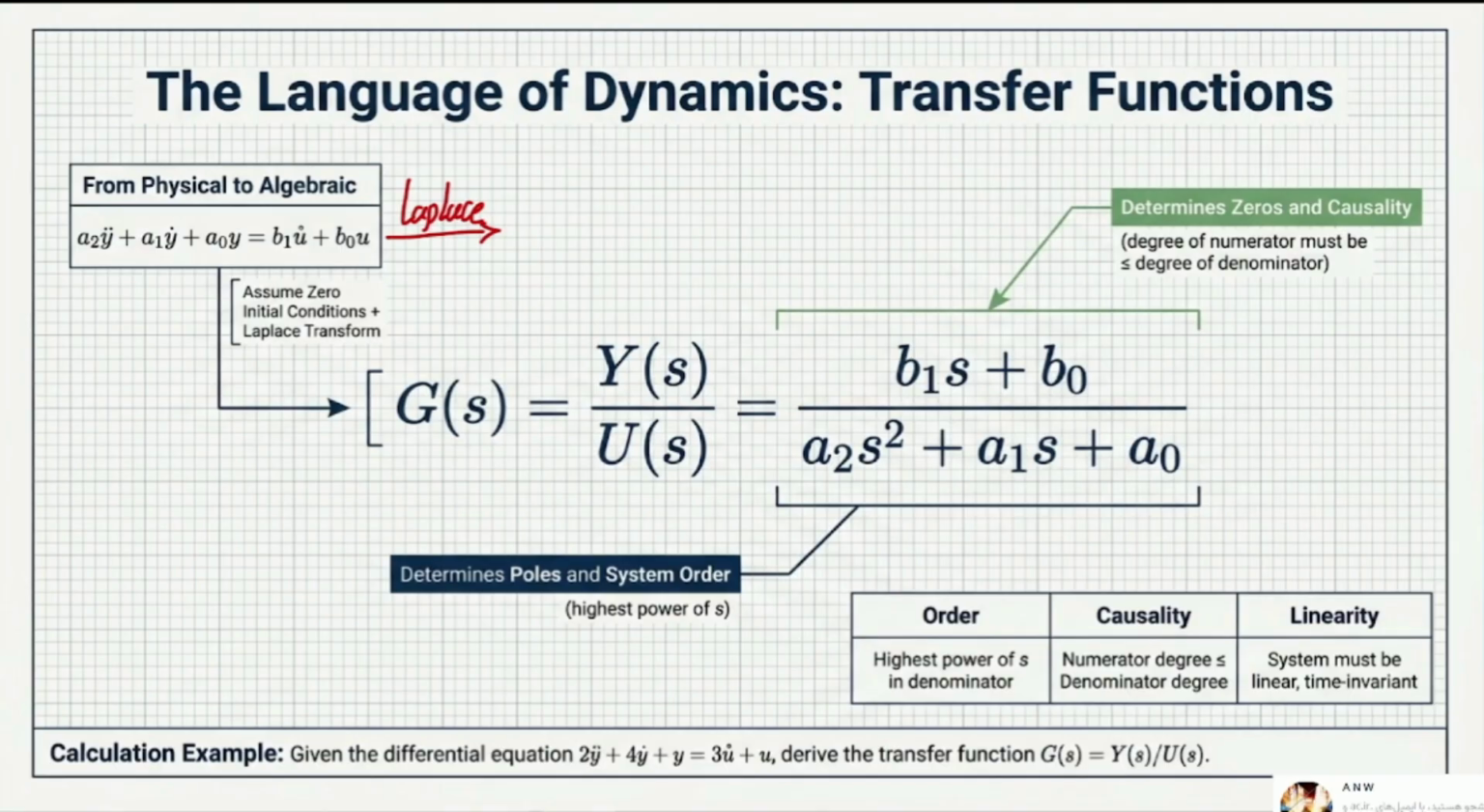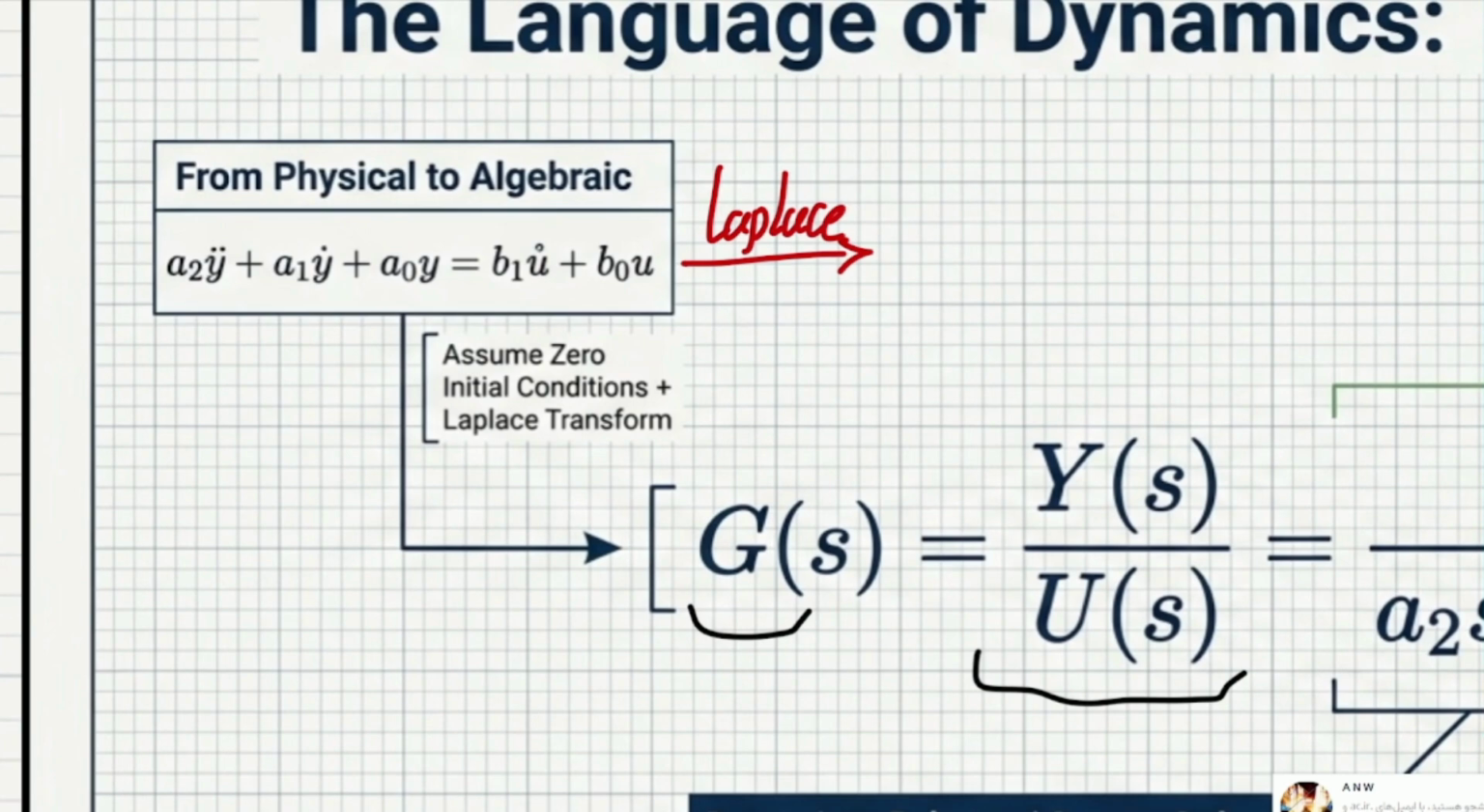So as you know, the transfer function is a function that shows the relationship between your input and output. Imagine that you have a system like this: a2 times y double prime, plus a1 times y prime, plus a0 y equals b1 u prime plus b0 u. So u is the input and y is the output.